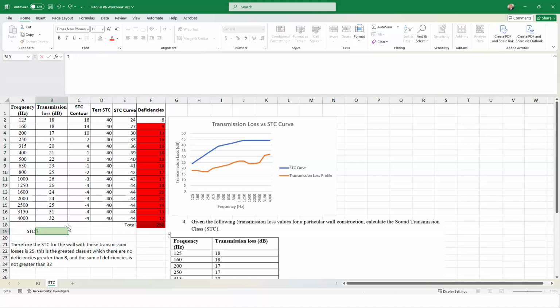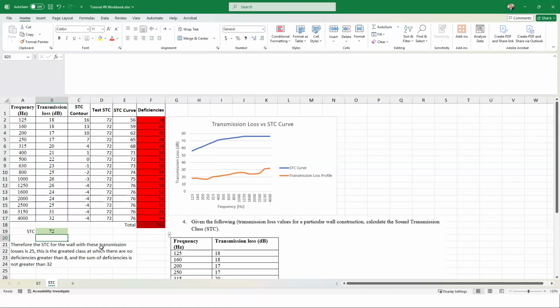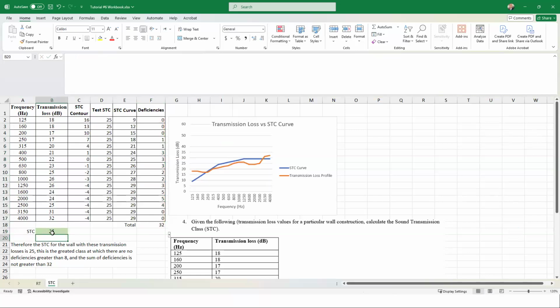What if we do 72? There you go. Now everything is red, 760. Right. What if we do 25? Everything goes well. What if we do 24? So everything still passes, right? Why should this be STC 25 instead of STC 24?